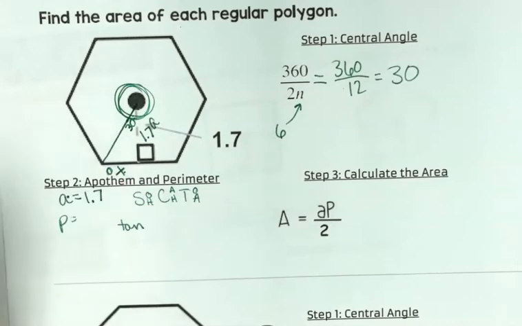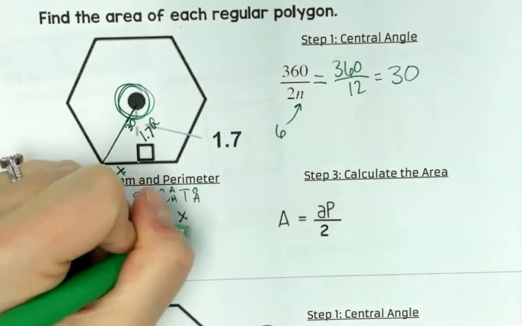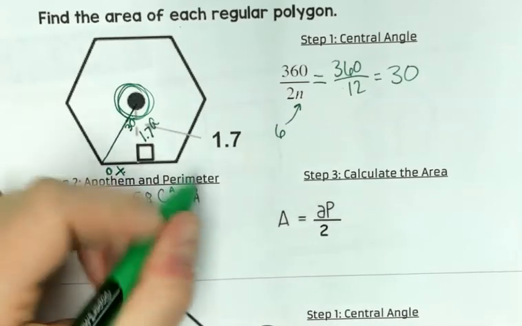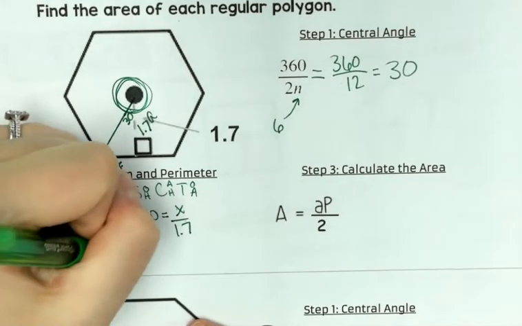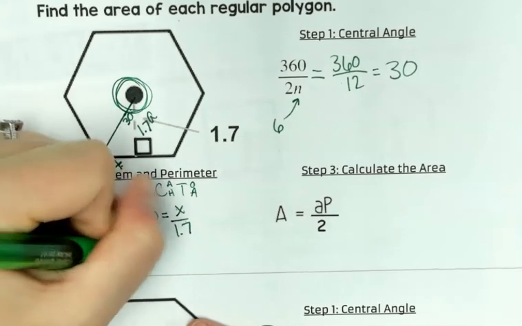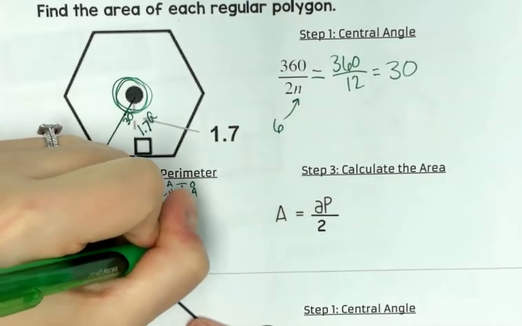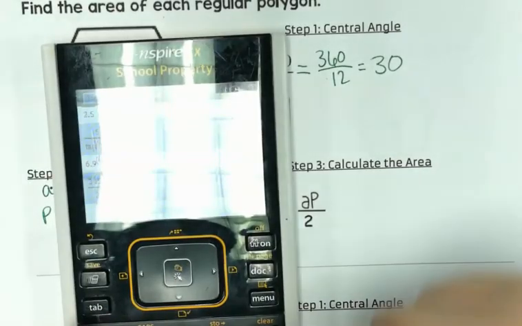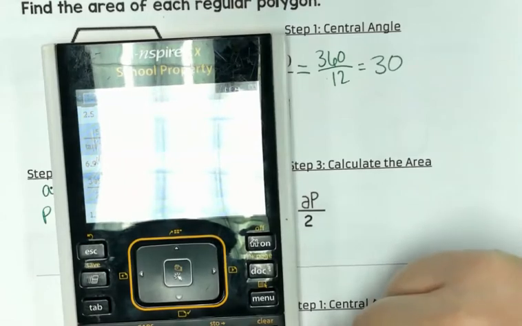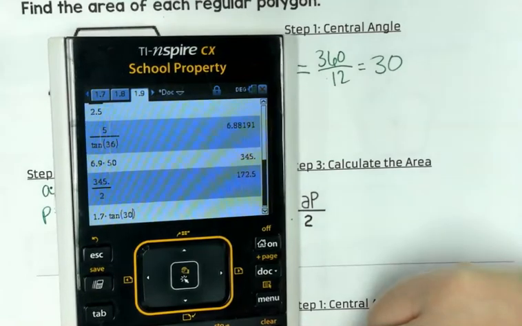So tangent of our angle is equal to x, which is the opposite, over 1.7. All right, this is a little bit different. Remember last time x was on bottom, so we divided. This time x is on top, so we're going to multiply. So x is going to equal 1.7 times tangent of 30. And that's what's going to go in our calculator. 1.7 times tangent of 30.